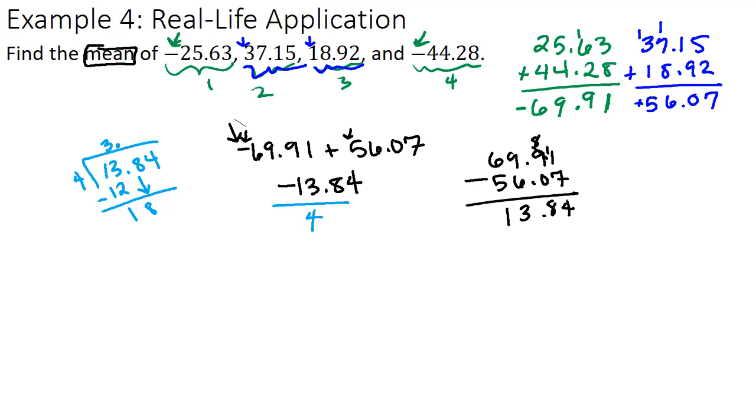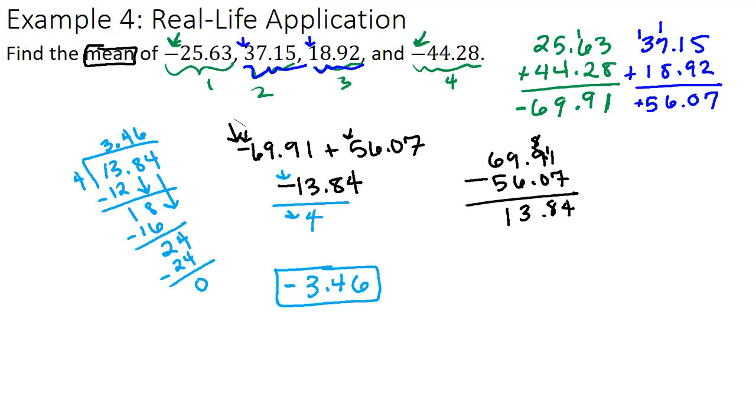So that 18, 4 times 4 is going to give me 16. As I subtract that, that's going to be 2. I'm going to bring down that 4, which is going to be 6, and 6 times 4 is going to be 24, and I'm going to subtract and get 0. So when we divide 13.84 by 4, we end up with 3.46, but because it's a negative divided by a positive, that means my answer should be negative. So the mean of negative 25.63, 37.15, 18.92, and negative 44.28 is going to be negative 3.46.